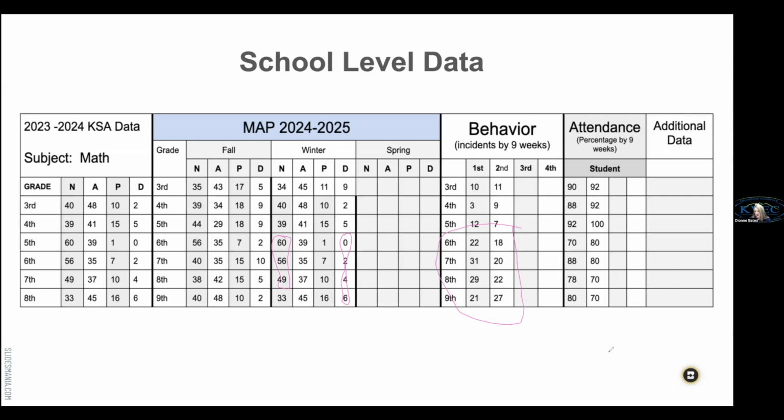And that would be percentage by 9 weeks. So the first one would look at third grade overall had about a 90% attendance rate the first 9 weeks. The second 9 weeks was about 92. So what observations would you make here? Students aren't at school to learn to make gains. That's right. And particularly, you're looking at these attendance rates here for the 6th, 7th, 8th, and 9th grade. Students are not at school.